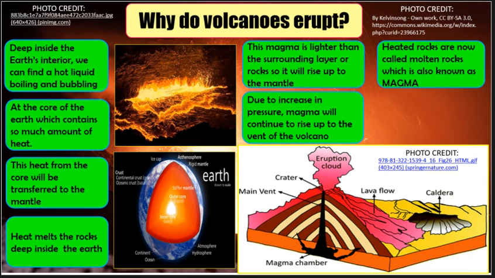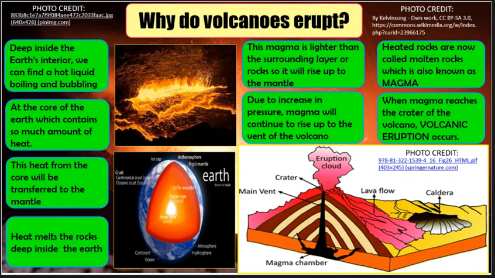Magma is what it is called when it is inside the volcano. But when the volcano explodes, that magma will flow outside the volcano, so it will no longer be called magma but lava. When magma reaches the crater of the volcano, volcanic eruption occurs.